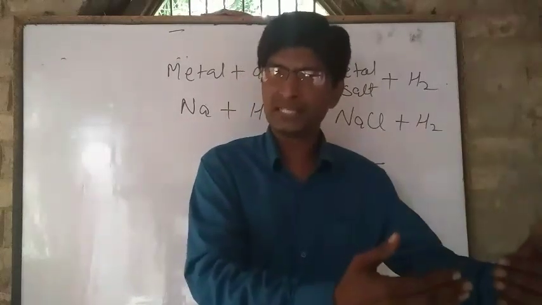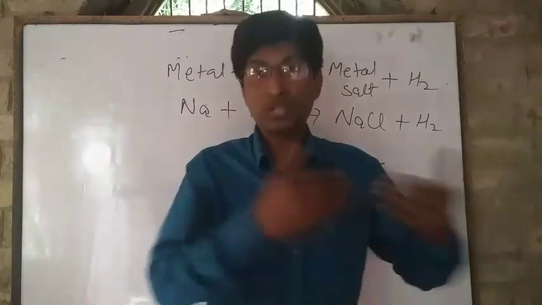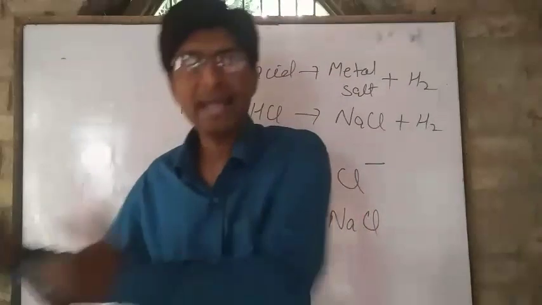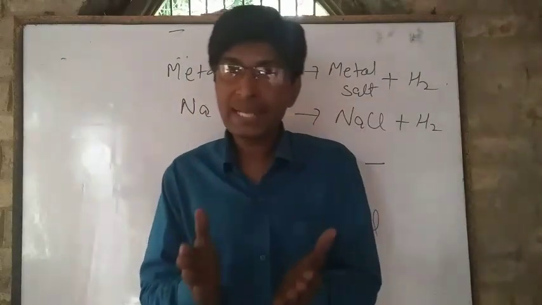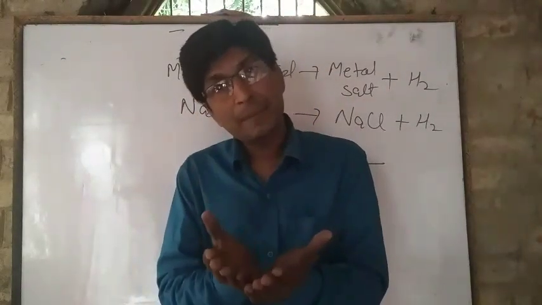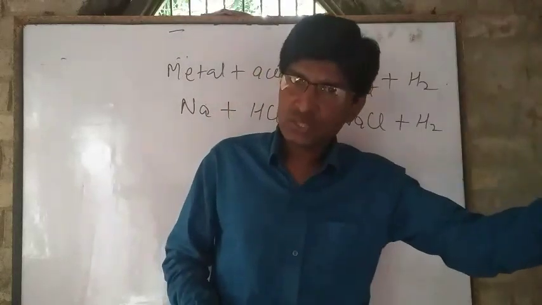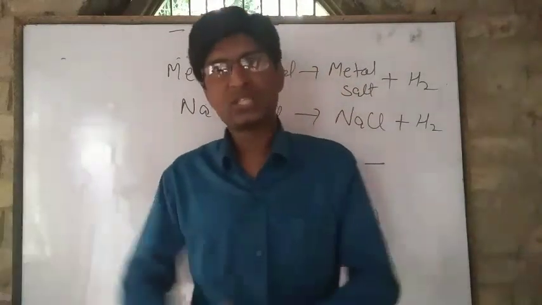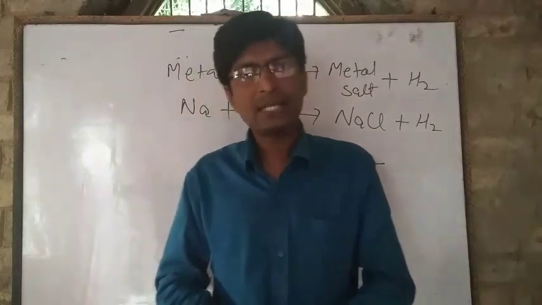Sodium chloride is an example of an ionic compound. Potassium chloride is also an example of an ionic compound, because sodium chloride is formed by the combination of a cation, that is sodium ion, and an anion, that is chloride ion. So it is called an ionic compound.